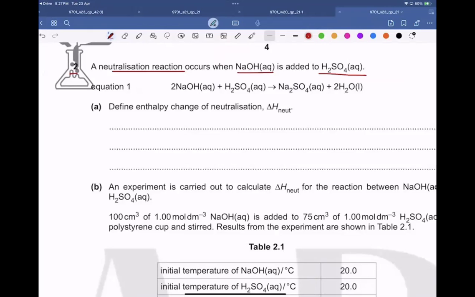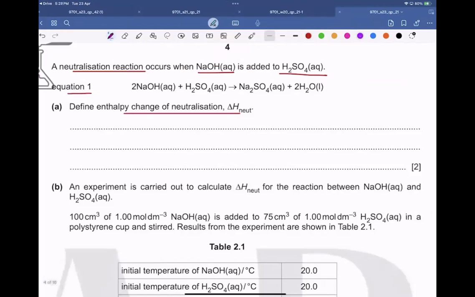So see, you guys need to remember the definition. So we can write that it is the enthalpy change when 1 mole of water is formed from acid and an alkali.